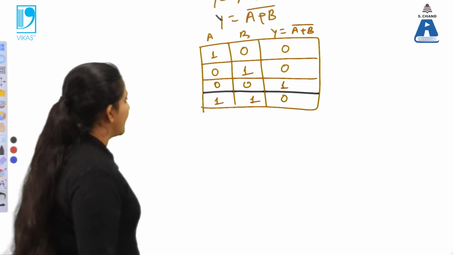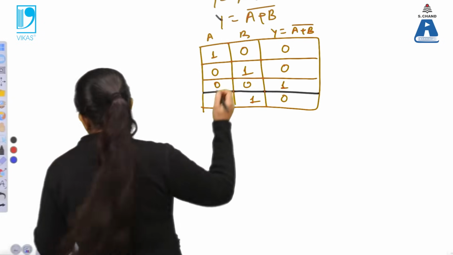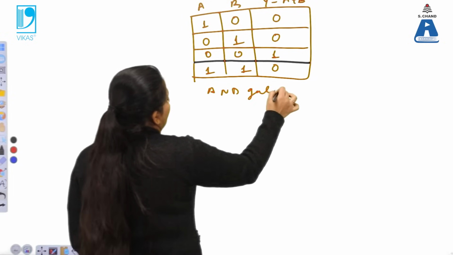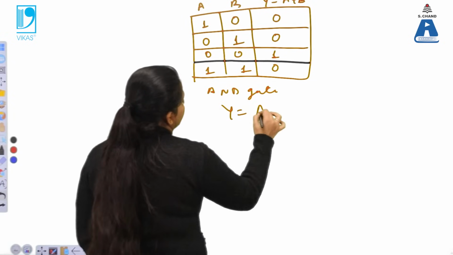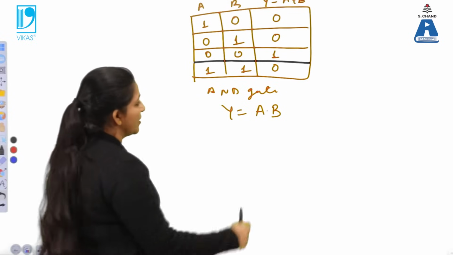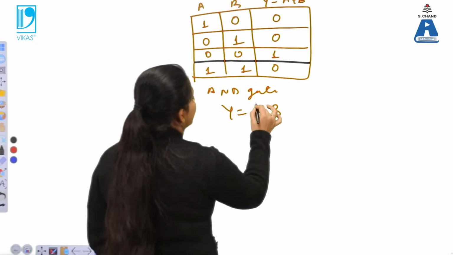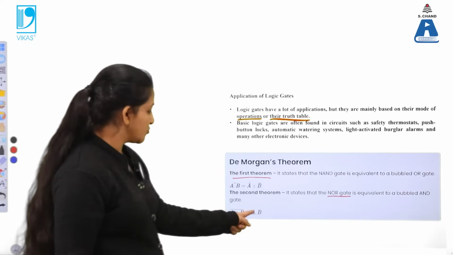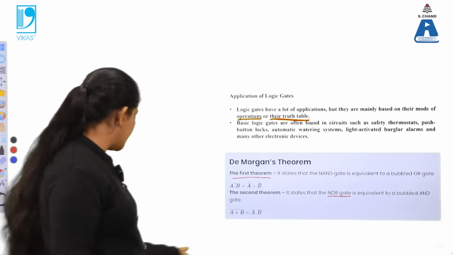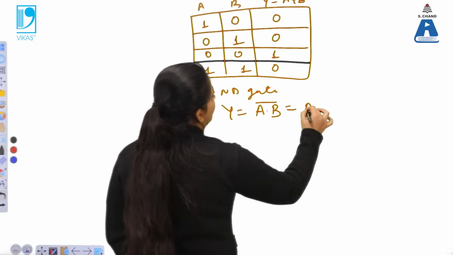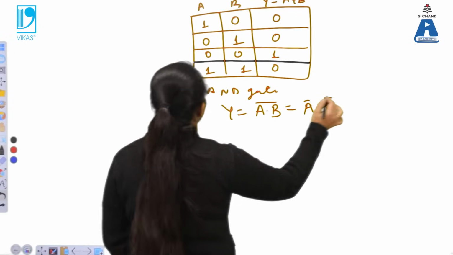Now what is a bubbled AND gate? In the AND gate, the output can be represented like this. So this is the output over here, and bubbled means we will take the inverse of this. So this is known as the bubble over here. So A inverse into B inverse, that is equal to A inverse into B inverse.